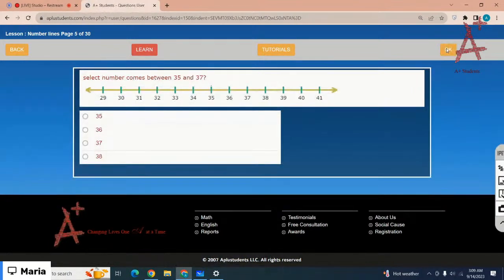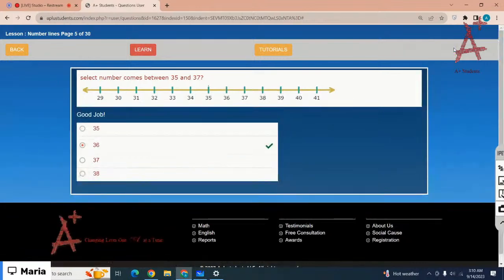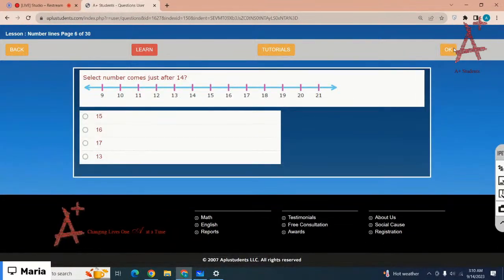Select number that comes between 35 and 37. So which is the number that is between 35 and 37? Very good. When counting, that would be 36. Right after 35, the next number in the counting is 36. So that means the missing number is 36.